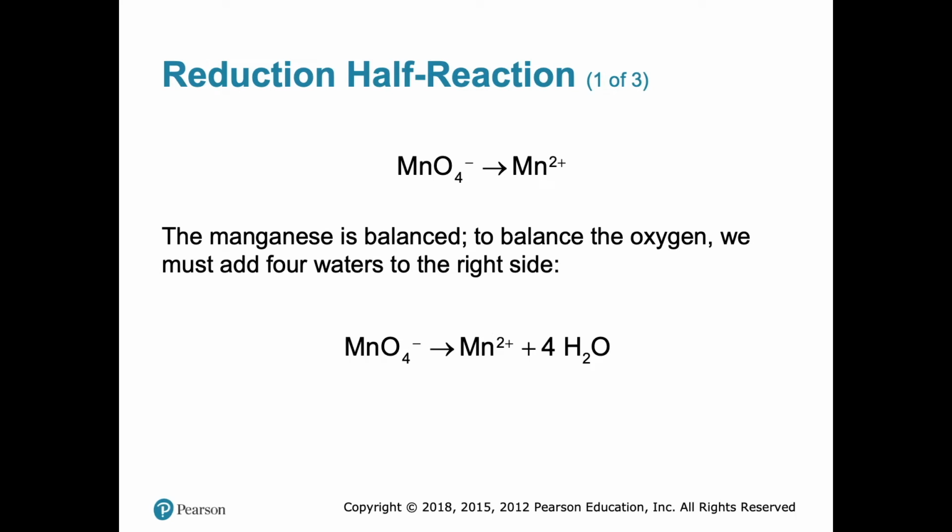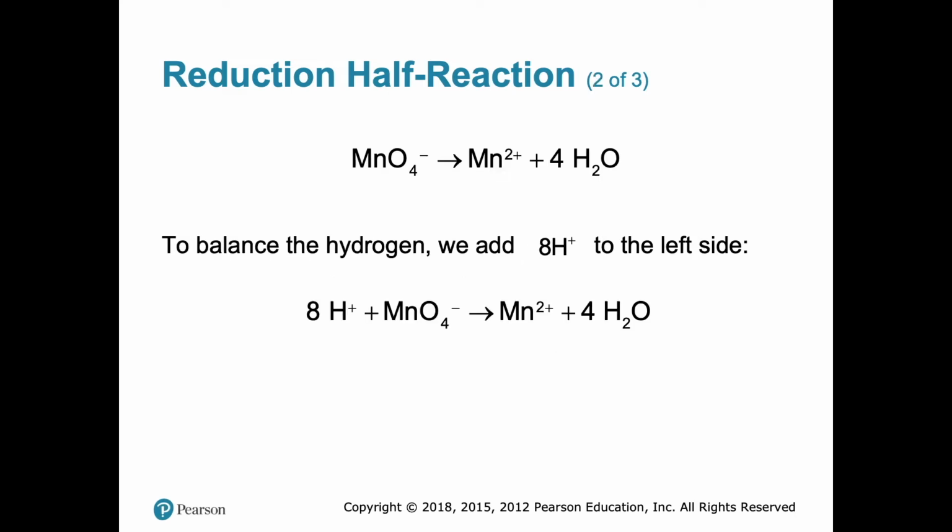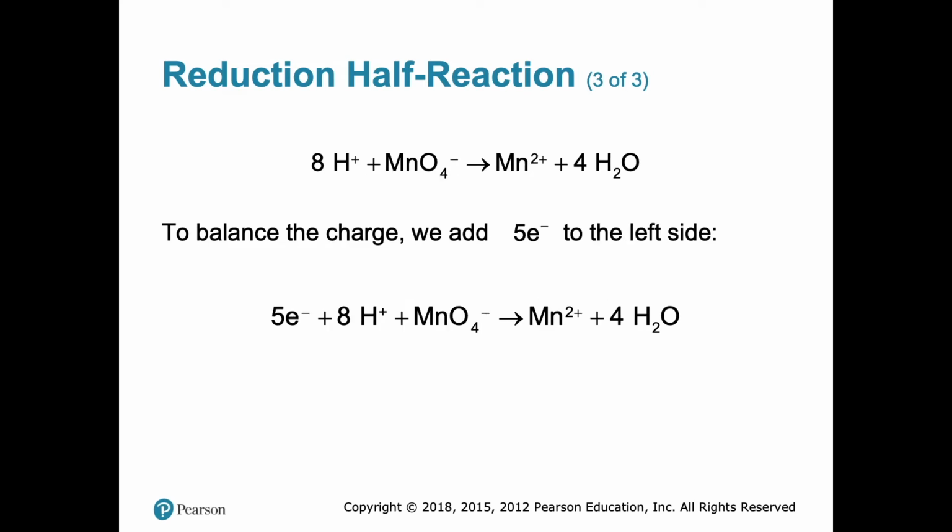This was already balanced with all the other atoms except for oxygen, so the only thing you had to do here is add in the 4 waters to make oxygens. But the problem with adding in 4 waters is you end up with 8 protons here, so you have to add 8 protons over here to balance that out, right? Now you have the same number of atoms on each side, but you still don't have the same number of charges on both sides. So then you've got to go and add in 5 electrons on this side to balance out all the charges.